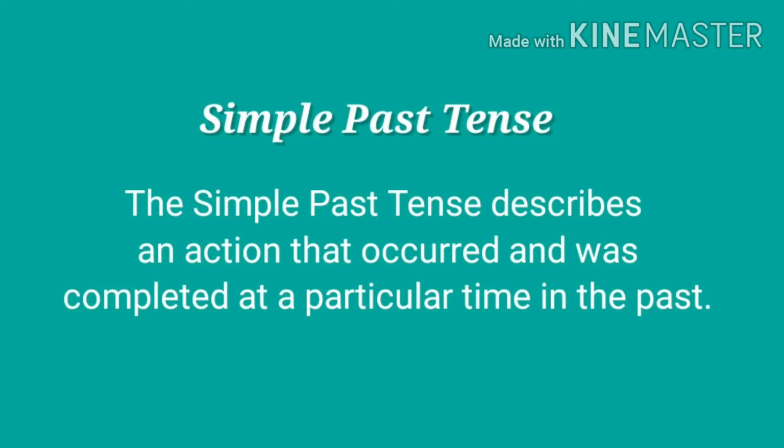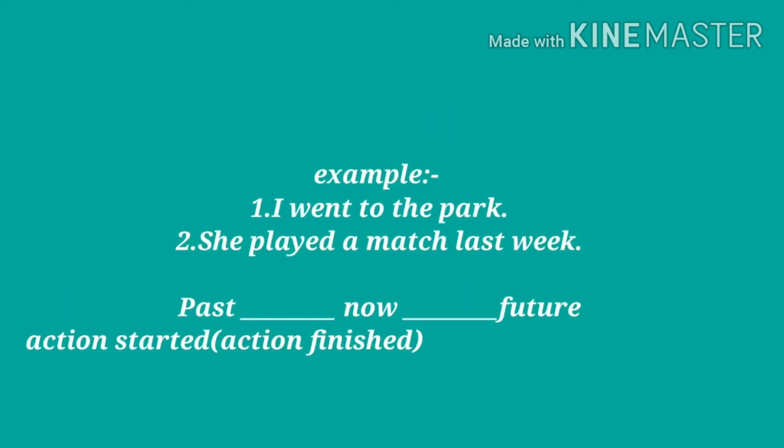Start with simple past tense. Simple past tense describes an action that occurred and was completed at a particular time in the past. Example: I went to the park. She played a match last week. In both sentences, the action started in the past and finished in the past, so we use simple past tense.